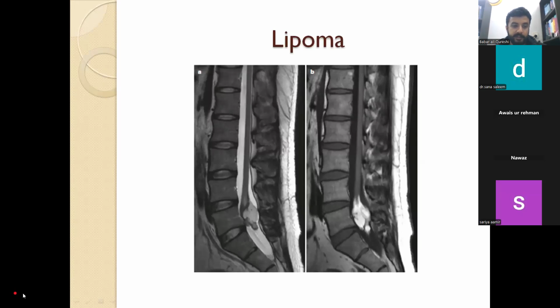Okay, this is an example of lipoma that appears hyperintense both on T1 as well as on T2. So this is an intradural lipoma that is surrounding the cord. And again, in this picture, we can see the cord is low lying. So that is one of the causes of tethered cord syndrome. That is the lipoma.